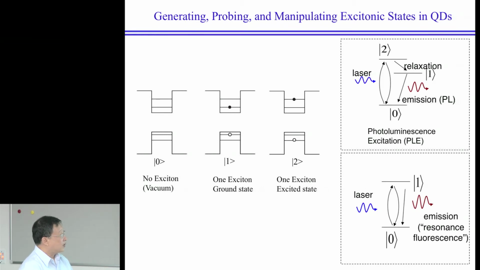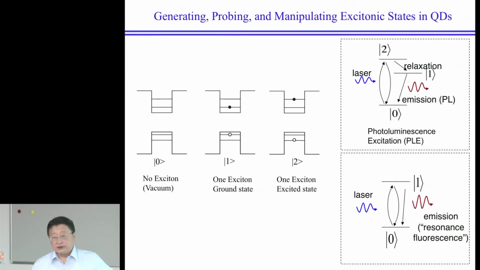And then one exciton ground state, that is when electrons go to the ground state of the conduction band and the hole goes to the ground state of the valence band. And that is the lowest state for exciton. And then anything higher than that, I would just call that one exciton excited state.